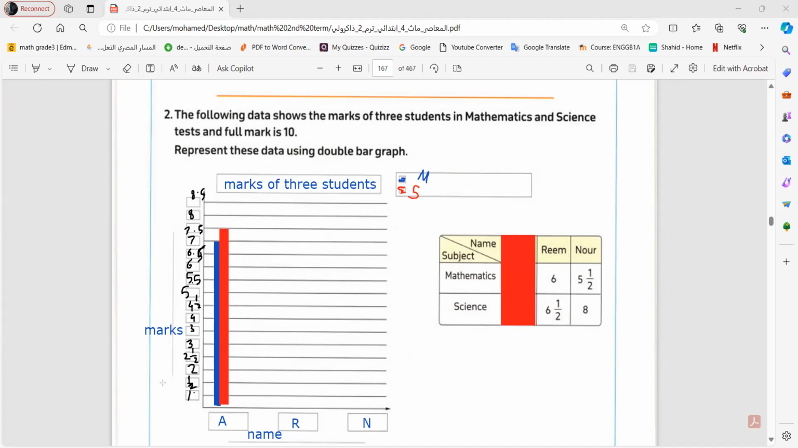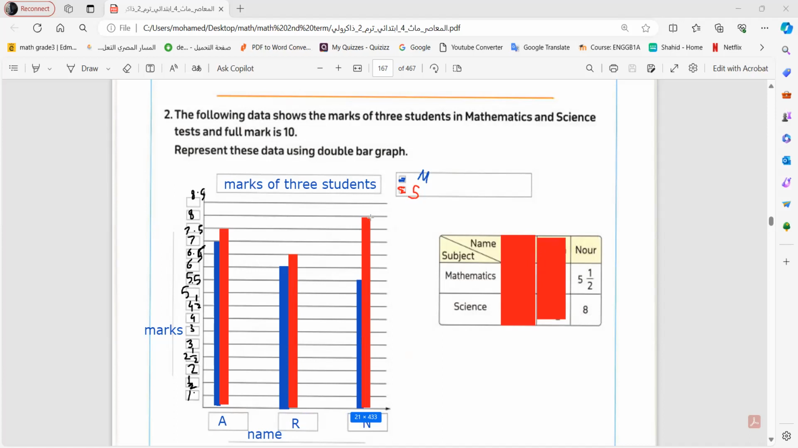Check Reem now. Reem got in math 6. Amazing. So I go up to 6. What about in science? The red. Bravo, 6 and half. Done. Finish with Reem. Now Noor. How many she got in math? Bravo, 5 and half. Oh my God, why ya Reem? What about the science? She got 8. Wow, the highest mark. So she will go to 8 like this.